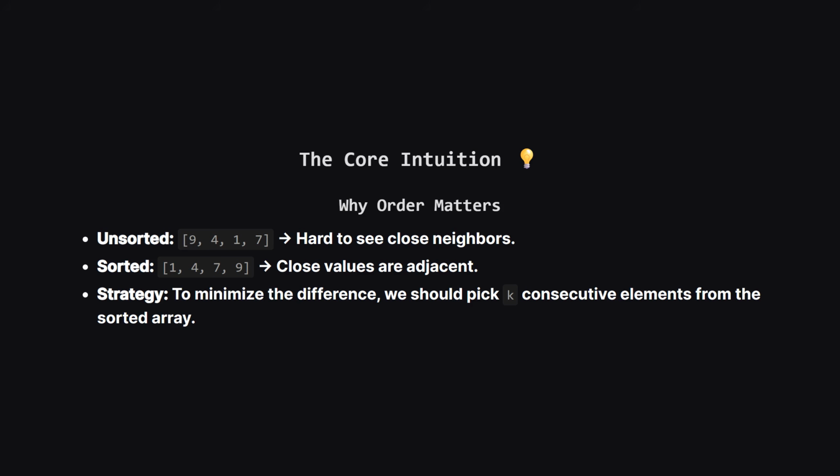For example, in our sorted list 1, 4, 7, 9, any group of k numbers that gives us the minimum difference must be a solid block of neighbors. It wouldn't make sense to pick 1 and 7 while skipping 4, right? Because adding 4 would only help, or at least not hurt. So we just need to look at contiguous windows.